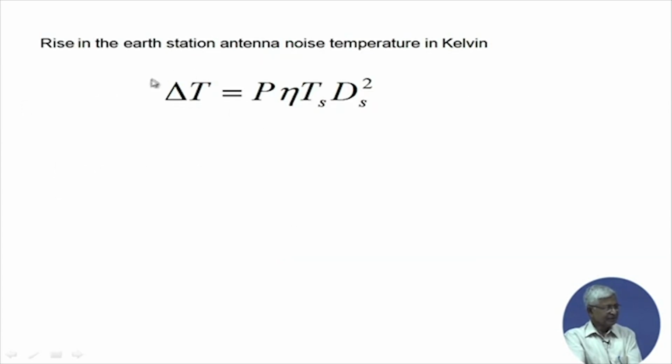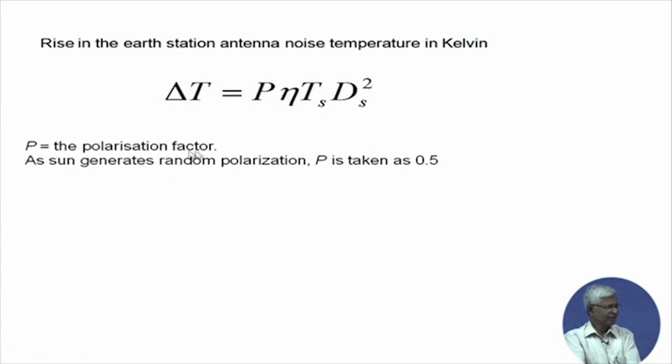And the temperature is expressed in a formula like this, that is delta T is equal to P, eta, Ts and ds square. Each is explained: P is a polarization factor. This is a new terminology, polarization. Those who are familiar with RF will know what is polarization. It is the electric field vector, and since the noise is generated randomly and the antenna is pointing to one particular electric field vector, it may not be aligned with the noise which is coming, so a 0.5 value is taken.